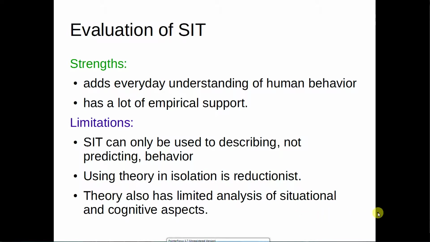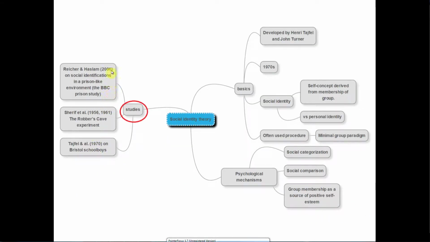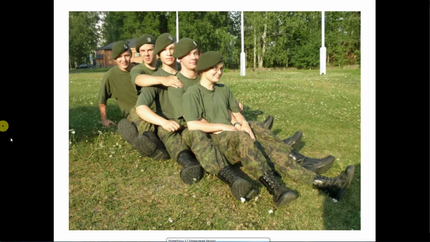Well-known studies on SIT are Reicher's and Haslam's study on social identifications in a prison-like environment, Sherif and his companions' Robbers Cave experiment, and Tajfel and his companions' study on Bristol schoolboys. That was the theory part of this video.